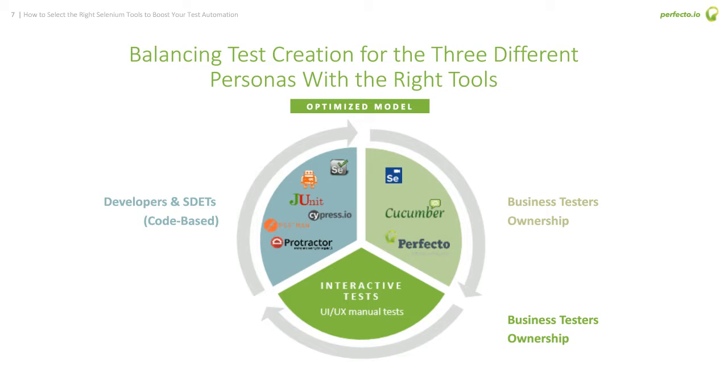The software developers and the SDETs are still using, and should still use, the API testing frameworks and tools like JUnit, Selenium, Protractor, WebDriver.io, and also a growing tool, Cypress.io, which I will touch on during this webinar. So the point of this slide is to try a more collaborative strategy where you involve all the different practitioners, but also match the tools to their skill set, as I'm demonstrating in this slide.